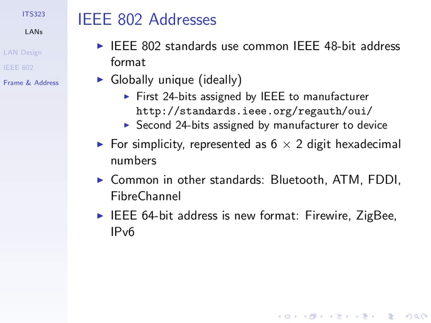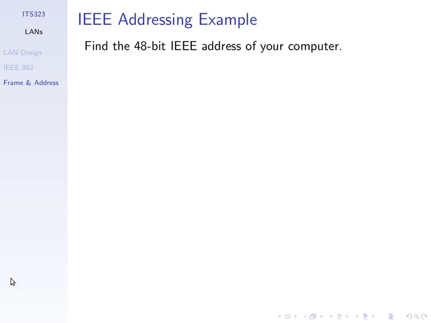These addresses are used not just in wired LANs, but all the other 802 standards, wireless LANs, and even in other standards. So they're a very common address format. In fact, there's another one, a 64-bit address format, which is different again, but perhaps the most common data link layer hardware address format is this 48-bit address format. You'll see it very common in different standards. There's your task. Find your 48-bit address, and just quickly, I'll demonstrate it on my computer.